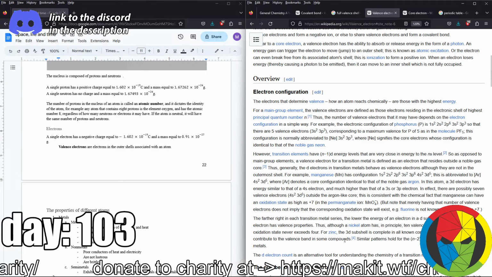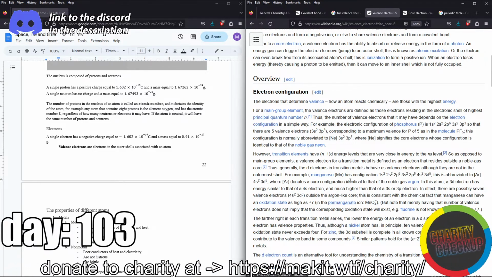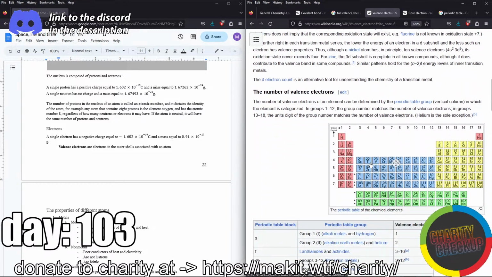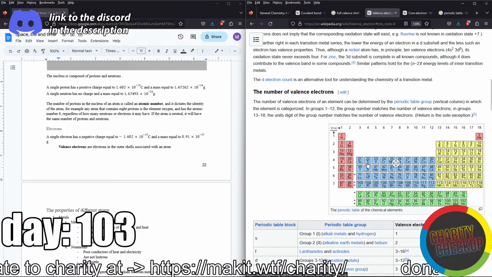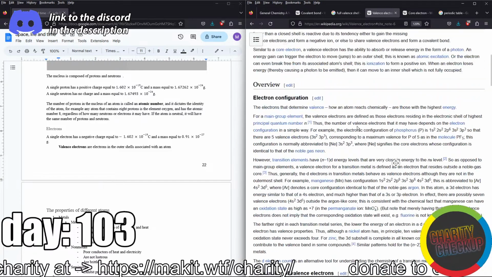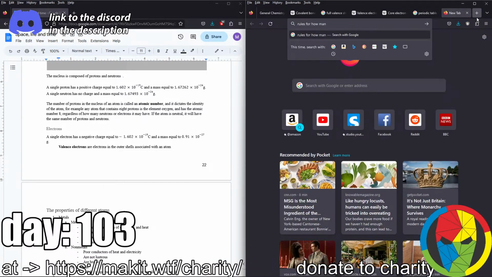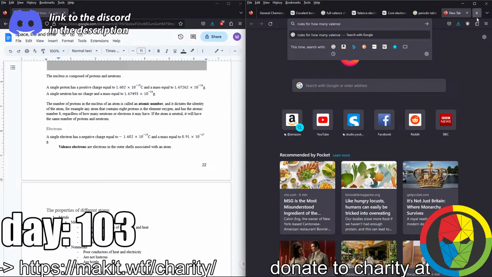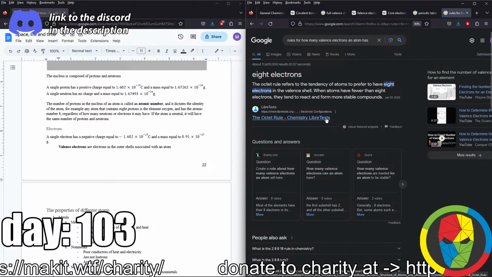Okay. There is no rule to it, I understand. It's just we observe them having that. That's very upsetting, because I feel like there should be a rule for how many valence electrons an atom has. There has to be some sort of rule.